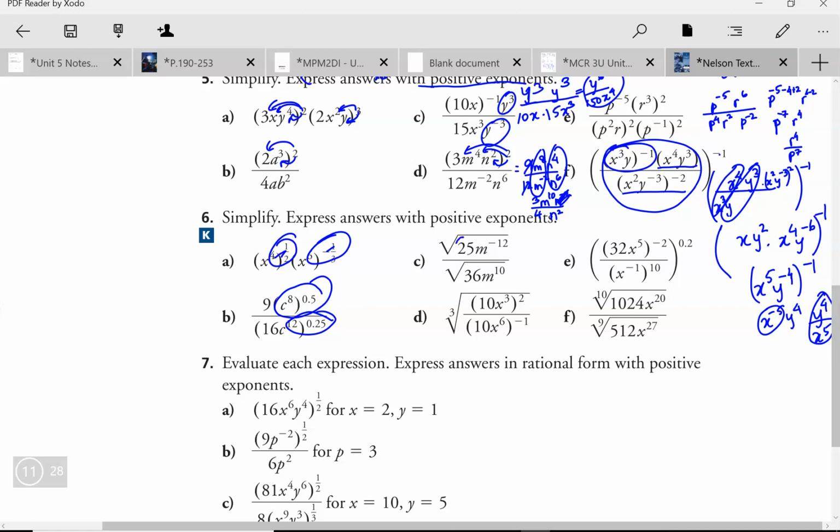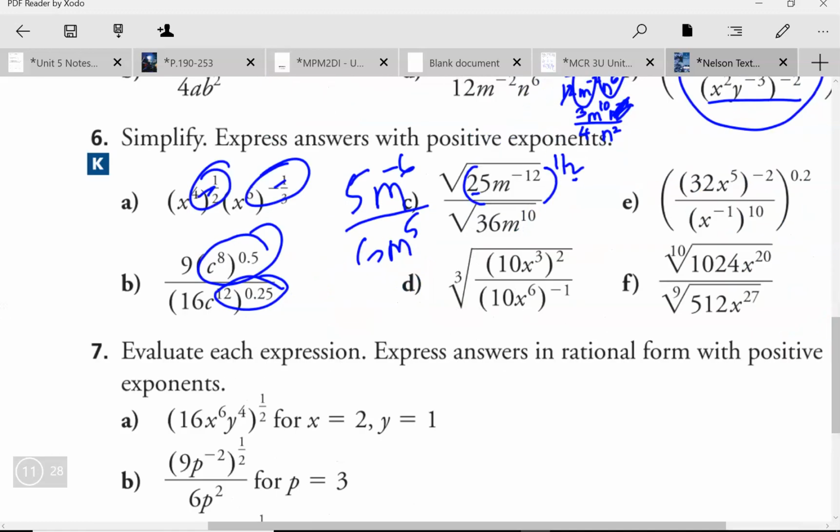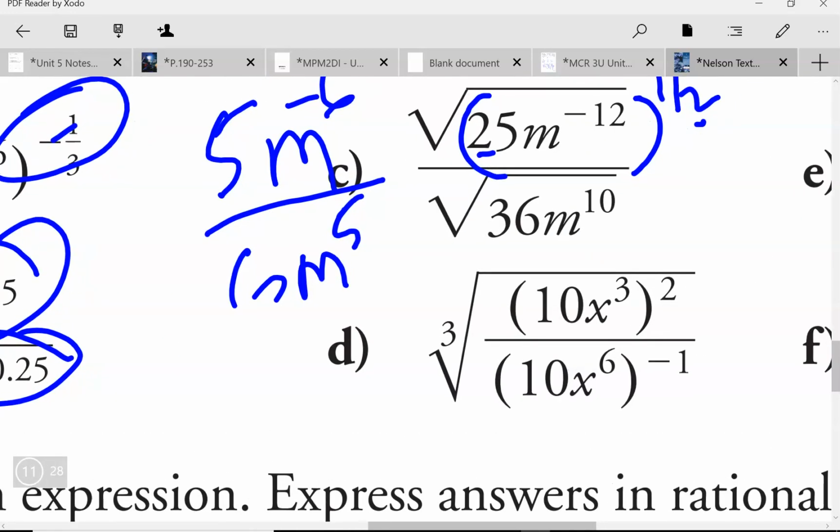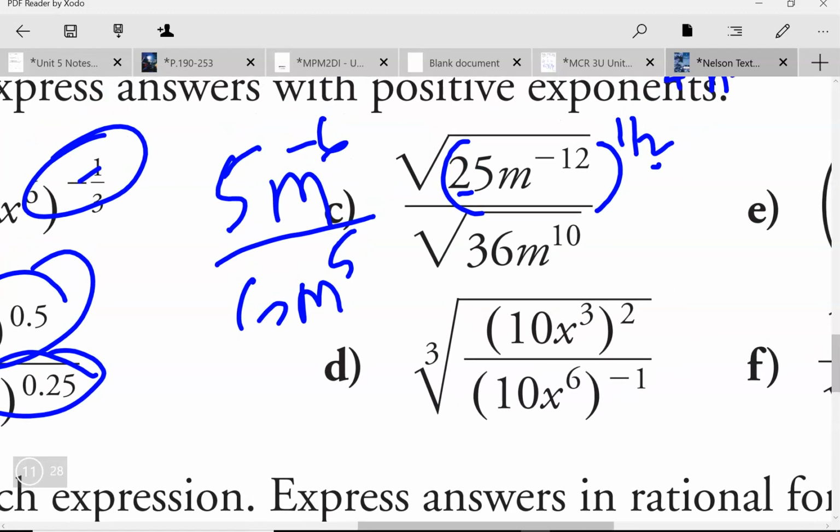Again, square root is nothing but this to the power of half. So this is 25 to the power of half, which is 5. M to the power of negative 6 divided by 6 m to the power of 5, which is 5 over 6 m to the power of negative 11, which is actually, you don't even have to do it that way. You know you're looking for a positive exponent, so there's really no point to bringing the 5 up top, because it's going to be negative 5, and you already have a negative on the top.